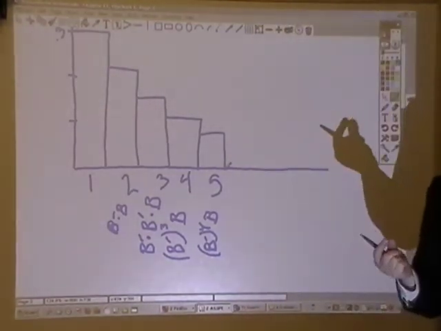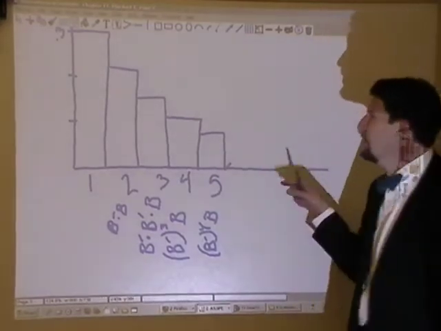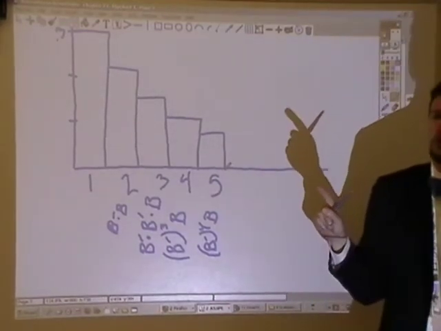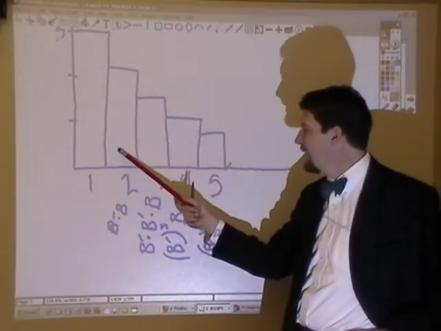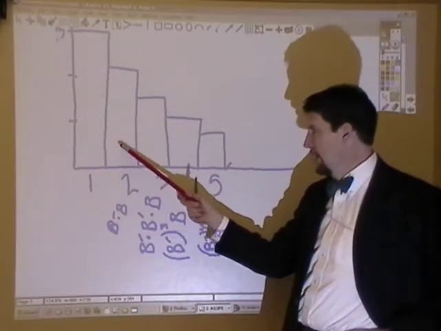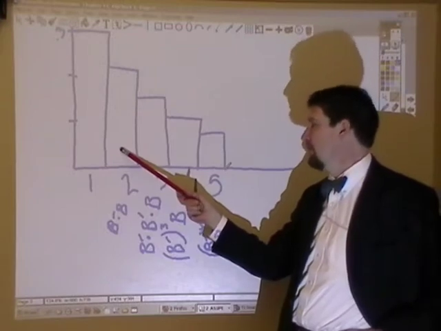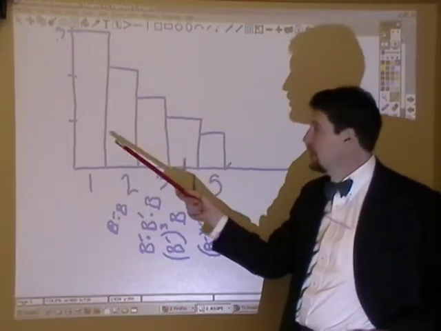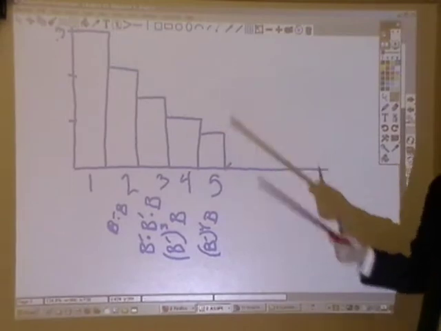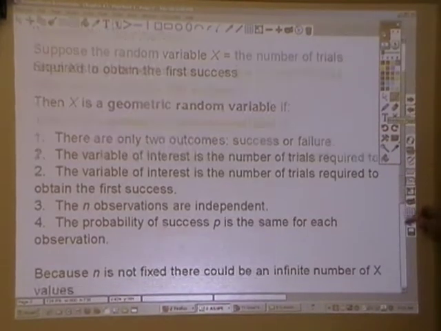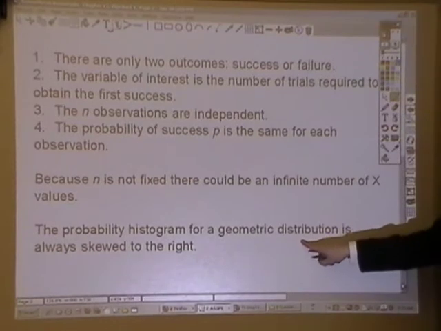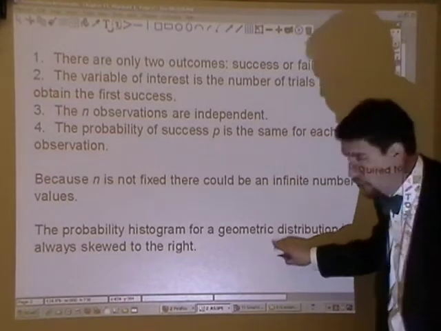Okay. So what's the shape of this distribution? It is skewed to the right. No matter where I start, because I'm multiplying the next step by a decimal, I'm going to get a smaller value. And here I'm taking this value, whatever it is, and multiplying it by another decimal. It's always going to get smaller. This distribution is always going to be skewed right. Hence, this statement down here: the probability histogram of a geometric distribution is always skewed to the right.